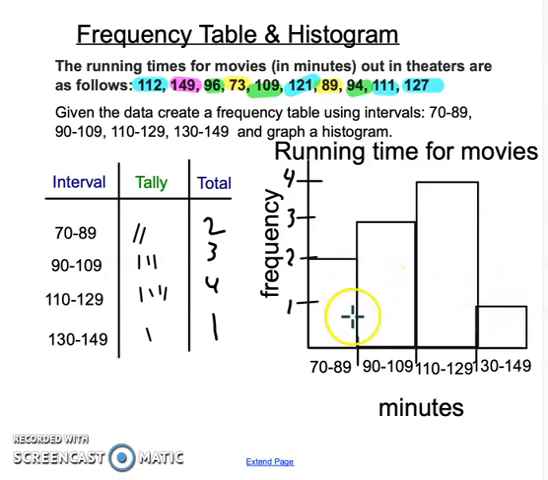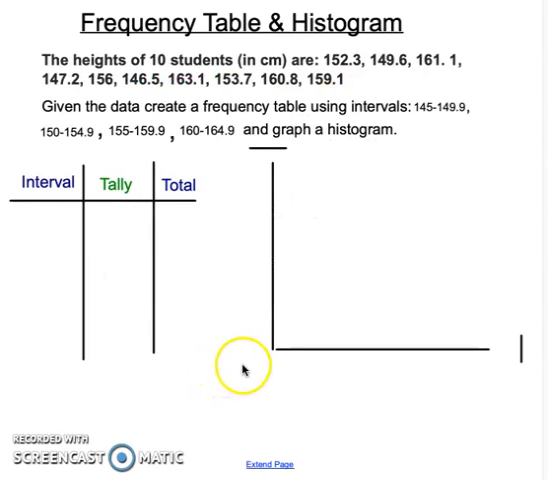Again, it's important to notice that the bars need to be touching in a histogram. That shows you that there's no space in between where this one ends and this one picks up. Right? Every one of these numbers should fit into one of these categories. So there we have it. This is what a histogram looks like. I'll give you a chance to create your own in your notes using this set of data.